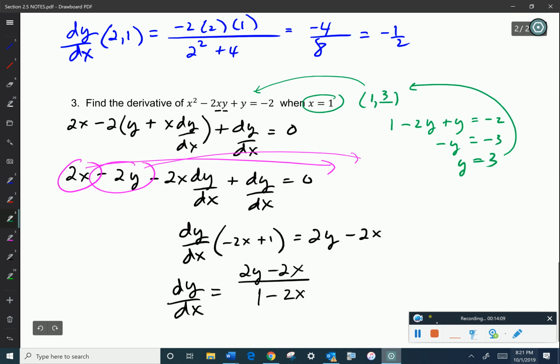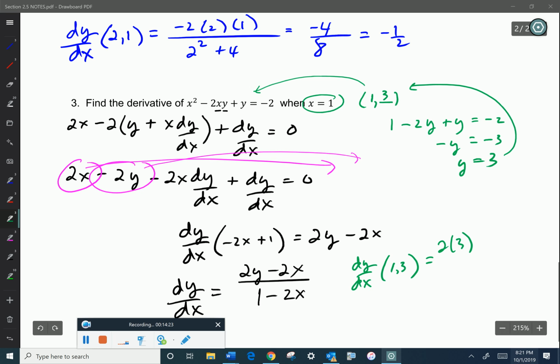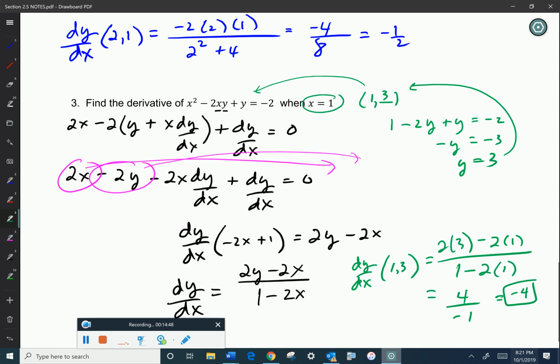So I could say dy dx at the point 1, 3. So 3 in for y, so that's going to be 2 times 3, minus 2 times 1, 1 in for x, over 1 minus 1 in for x. So let's see, what is that? 6 minus 2 is 4 over 1 minus 2, or negative 1. So my derivative is negative 4.